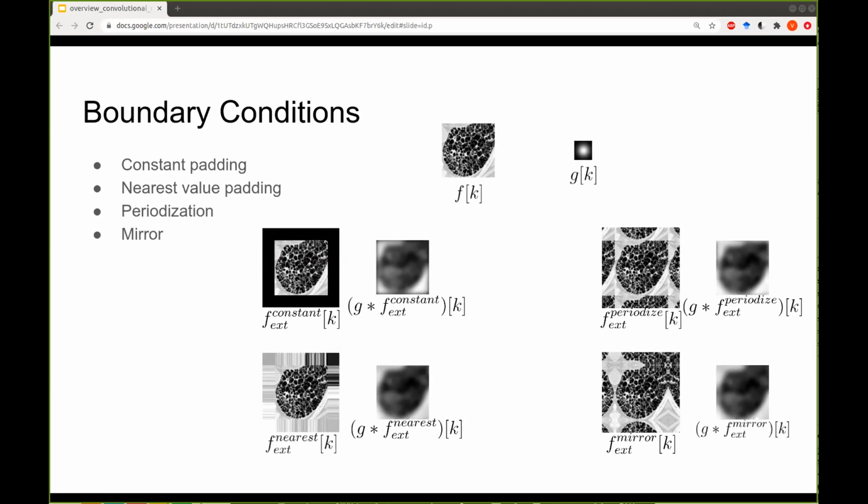And just keep in mind that most of the time, the region of interest is not located at the boundary of the image, and the filter size is small enough so the boundary condition has no impact on the feature extraction. But if the region of interest is located at the boundary, we generally favor the mirror condition.